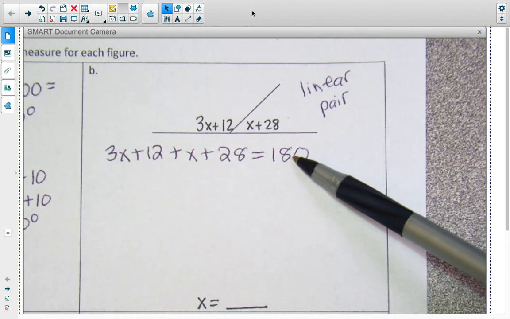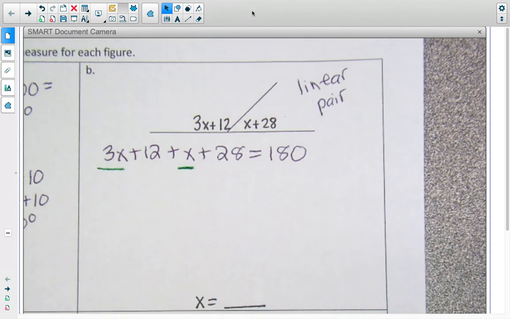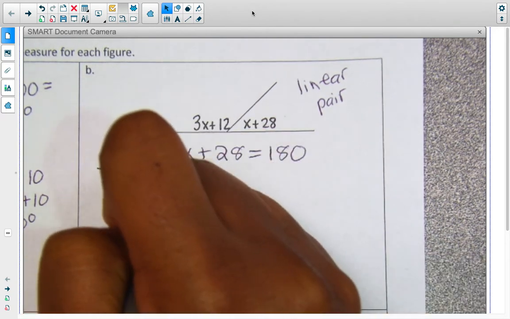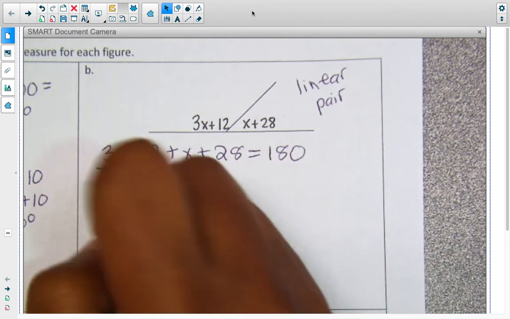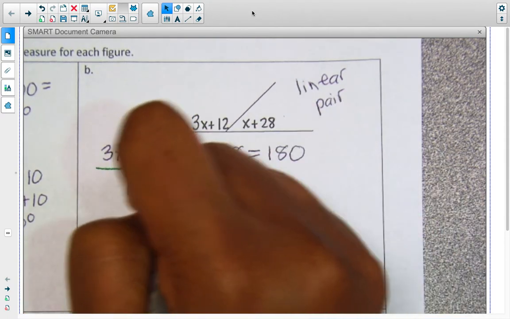Now we need to combine like terms. So I see that 3x and x go together. Those are like terms. That gives me 4x. I see that 12 and 28 go together. That's going to give me 40.